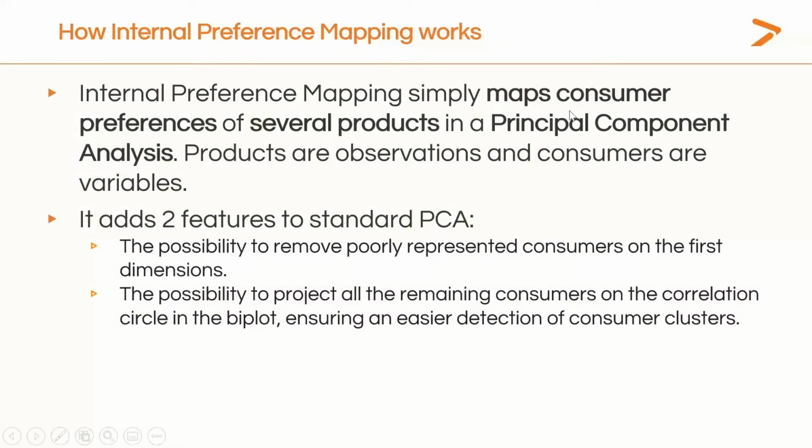So internal preference mapping simply maps consumer preferences of several products in a principal component analysis. And for those of you who are familiar with principal component analysis, products will be considered as observations and consumers as variables. Internal preference mapping adds 2 features to standard PCA: the possibility to remove poorly represented consumers on the first dimensions. You will understand what a dimension is later on. And the possibility to project all the remaining consumers on the correlation circle. This also I will show you what this corresponds to.